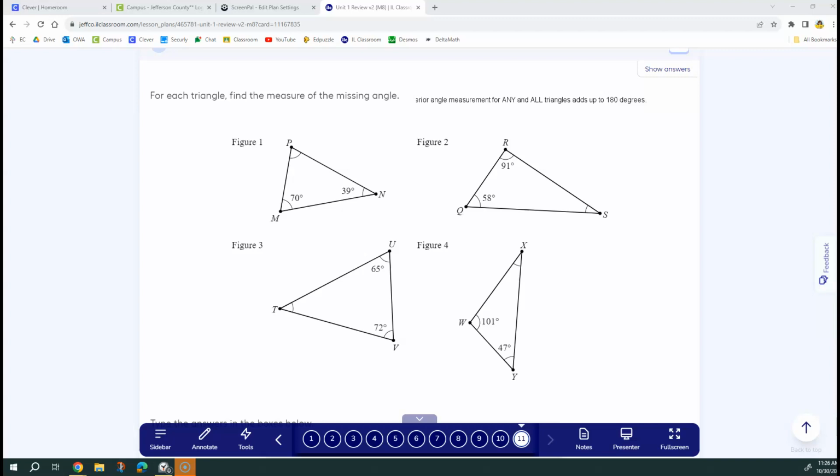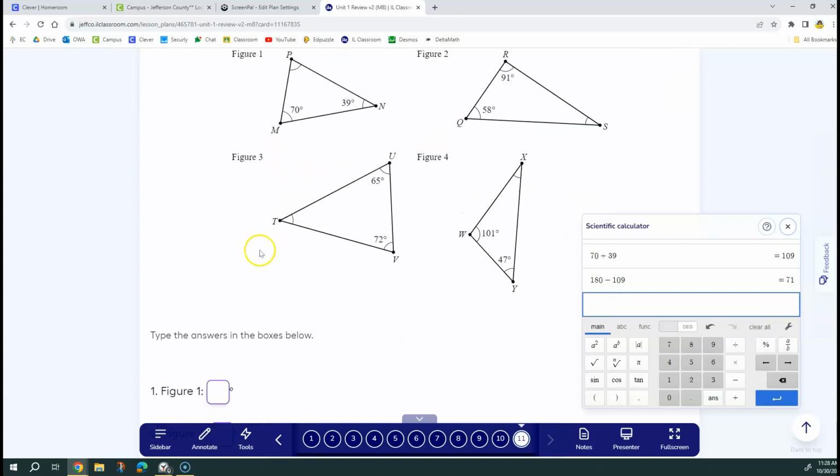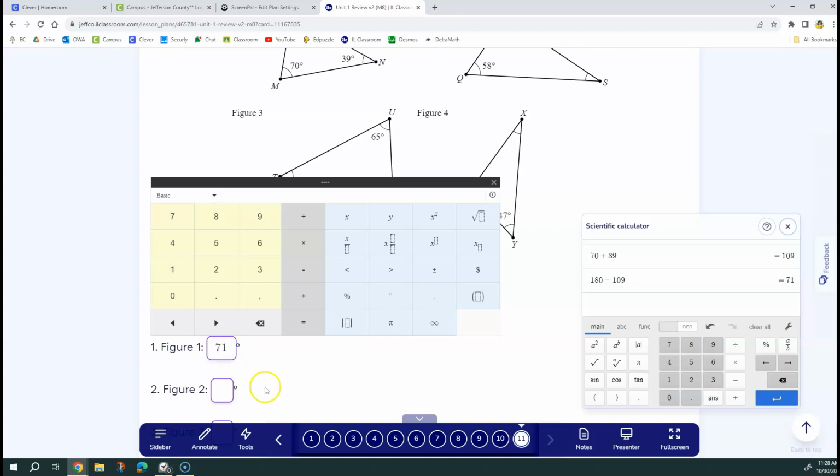So in figure 1, our triangle, we have 3 angles. We have a 70-degree angle, a 39-degree angle, and then we need to use the information to figure out angle P. So I'm going to grab my handy-dandy calculator. A 70-degree angle and a 39-degree angle equals 109 degrees so far. There's 180 degrees in any triangle, and if I subtract the angles I know, then that other angle has to equal 71 degrees.